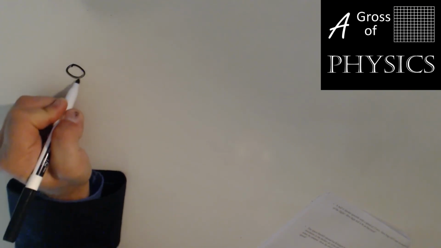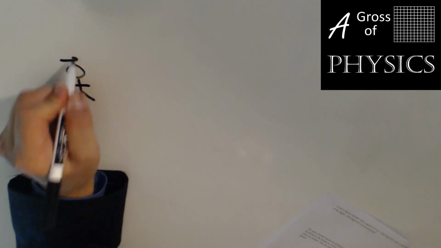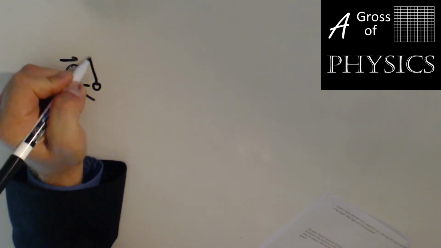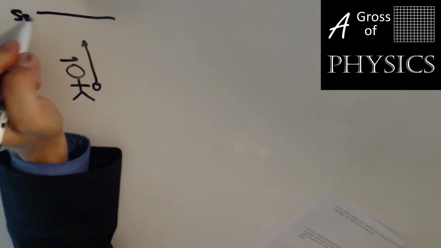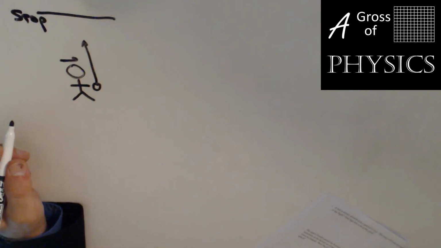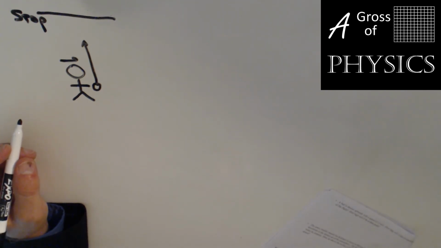So a person is going to take a ball and throw it, and at the top it's going to stop. Now at the top of any flight the ball will stop, but a classic question in physics is what happens to the acceleration at that point.